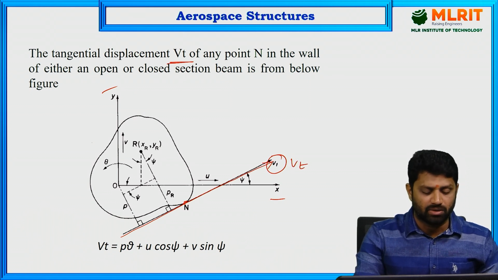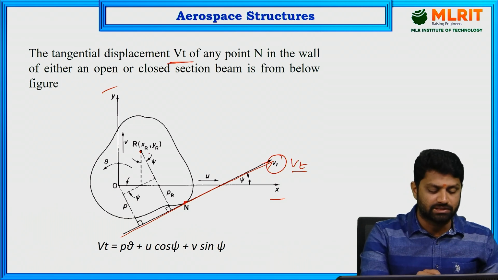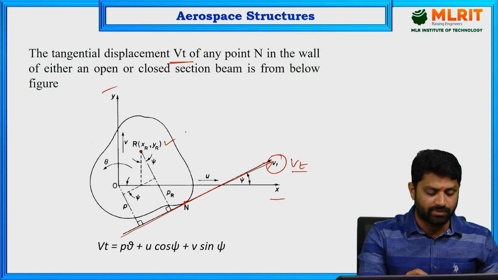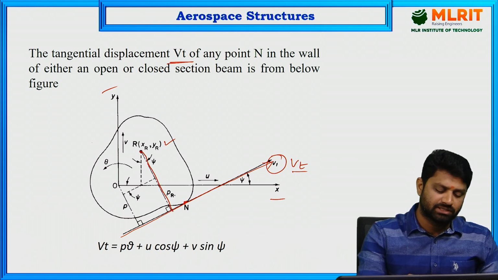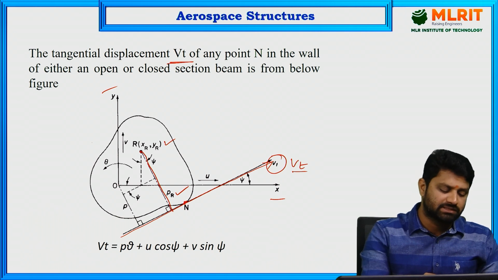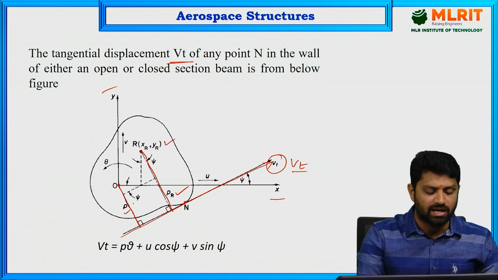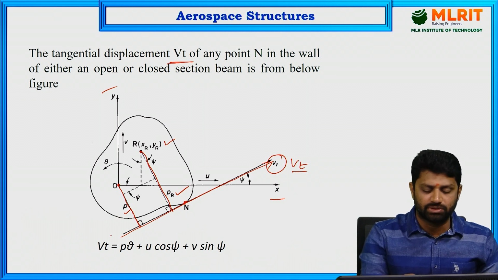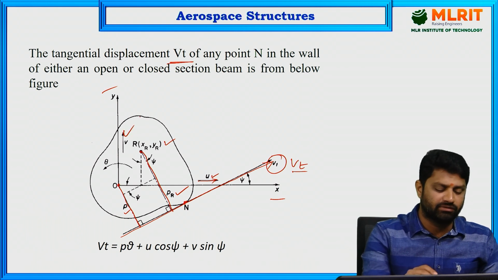To get the relationship for this Vt, the tangential displacement, for any arbitrary open or closed section beam, we are considering one point r here, which has coordinates xr and yr. The distance from the point r to this tangent is taken as pr, and similarly the distance from the origin to this tangent is taken as p. Then you have the two components of displacement, that is u in the x direction and v in the y direction.